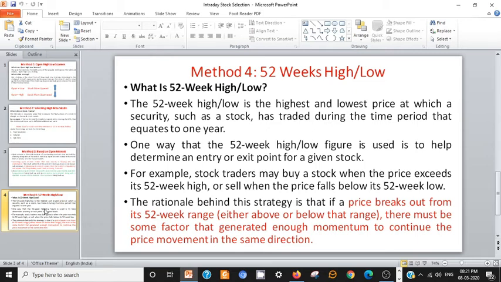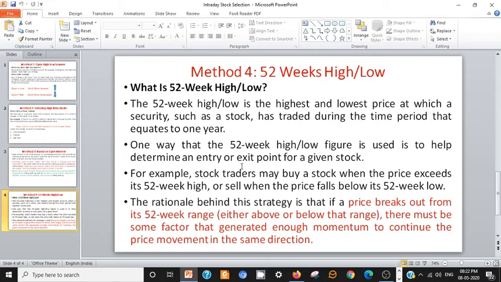So what is the rationale behind selecting stocks on a 52-week high or low? When you select a stock at a 52-week high, it is expected that the momentum and the trend will increase further, which shows a bullish trend. Similarly, when you select a stock at a 52-week low, the trend is going to be downward and you expect it to be bearish. So this is how the strategy works.